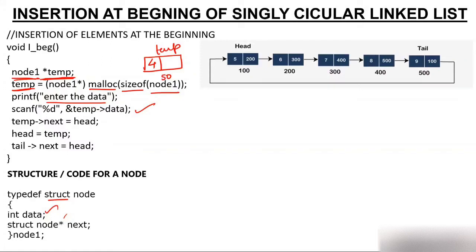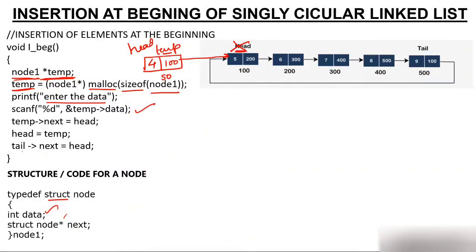Now I have to do the connectivity. Temp next, what is this? Temp, and this is next. Temp next will have head. Definitely now this will get connected. So what is there in head? 100. So here we'll have 100. So this will get connected like this, 100. Now head will move because this is not the first node now. This is the first node. So head will have temp. What is there in temp? 50. So head will have 50. So head will move from this to this.